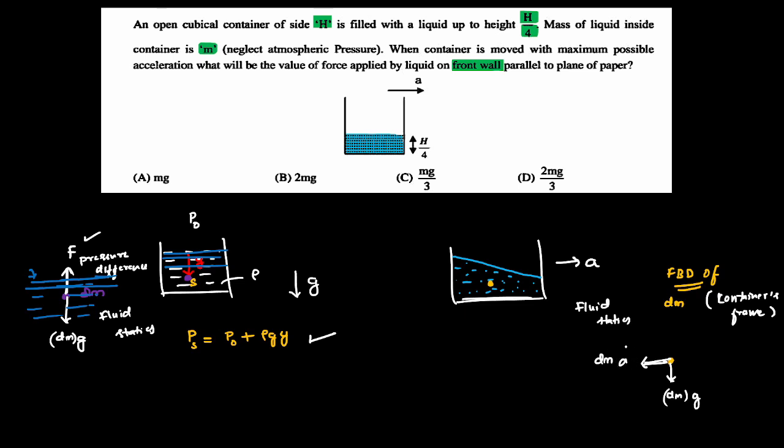So why should we have this? Because there is a non-inertial frame. As a consequence, we need to take acceleration in the opposite direction. Correct? So these are the two forces here. Now these two forces should ensure that dm moves in this way, with the net force on it being root of a squared plus g squared times dm. That's the net force it should be experiencing because of these two.